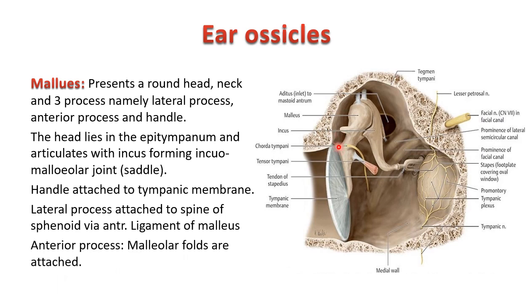Then to the short anterior process, the anterior and posterior malleolar folds will be attached, and between these two folds you have the pars flaccida of the tympanic membrane. Pars flaccida, pars tensa, all those things we have discussed in detail in the previous class with respect to the tympanic membrane. So that is the anterior process, which gives attachment to the anterior and posterior malleolar folds, and between these two folds you have the pars flaccida part of the tympanic membrane. So that is about the malleus.